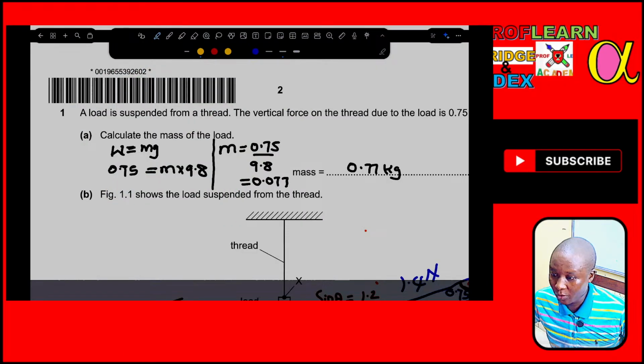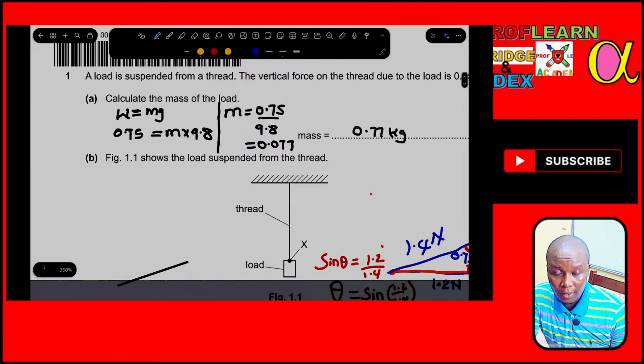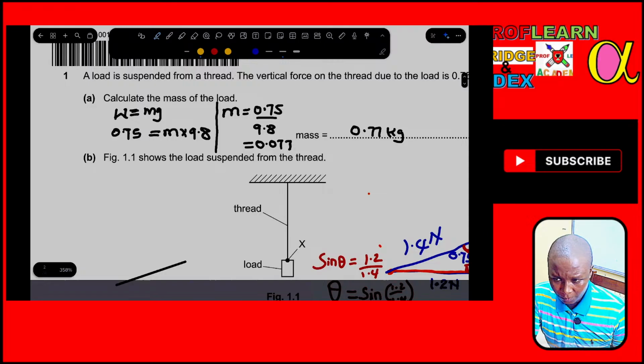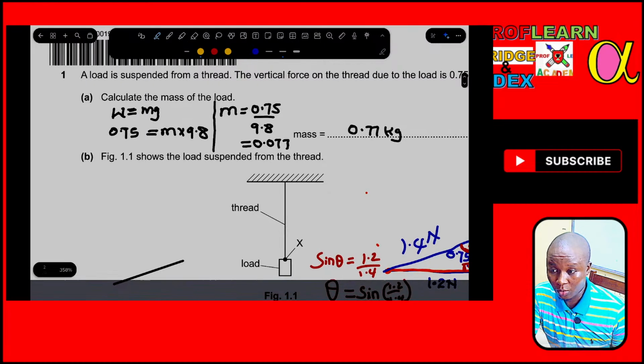So here we're going to look at and focus on this paper of 2024 May-June variant 2, so that we can see why you can be given questions like this.